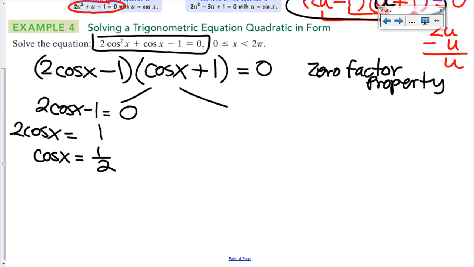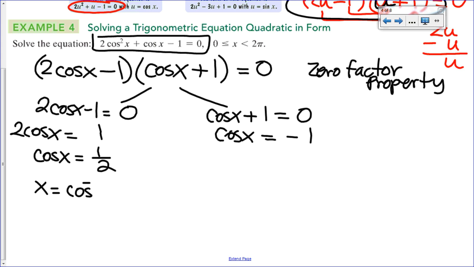Okay, so right there. Let's work on the other one. So that will be cosine x plus 1 is equal to 0. So cosine x is equal to negative 1. And then from there, now I'm going to solve them. So x will be equal to the cosine inverse of 1/2. And here I'm going to have x is equal to the cosine inverse of negative 1.